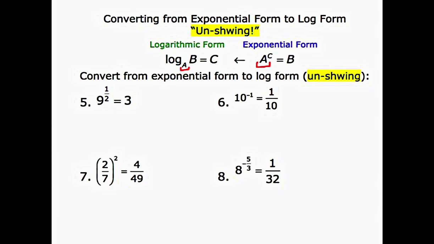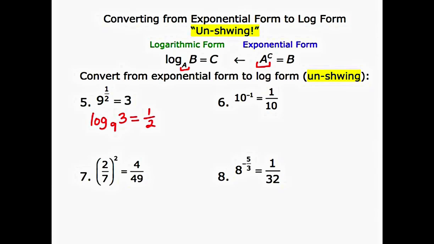The directions are to convert from exponential form to log form, or more technically, unswing. Number 5 says 9 to the 1/2 power is equal to 3. This is like the square root of 9 is equal to 3. Let's really hone in on the fact that that base is 9. The base as an exponent will be the same number base in our logarithmic form. So we end up getting log 3 base 9 is equal to 1/2.